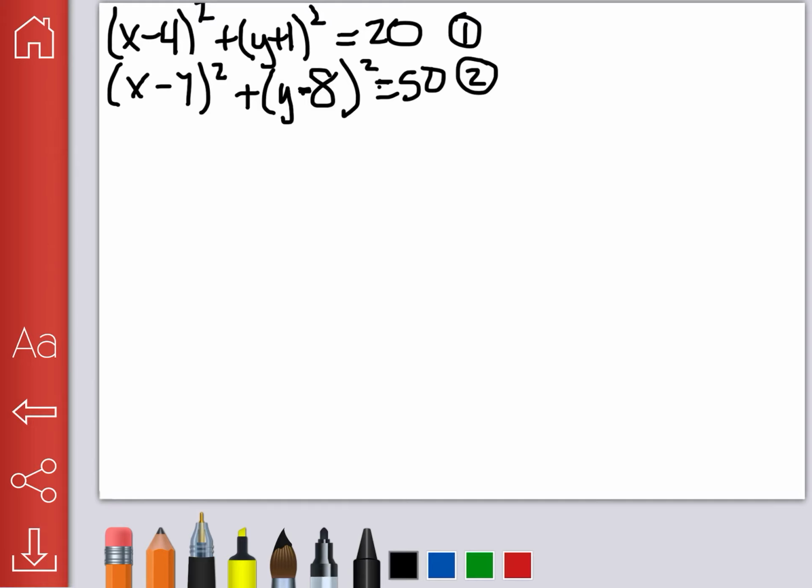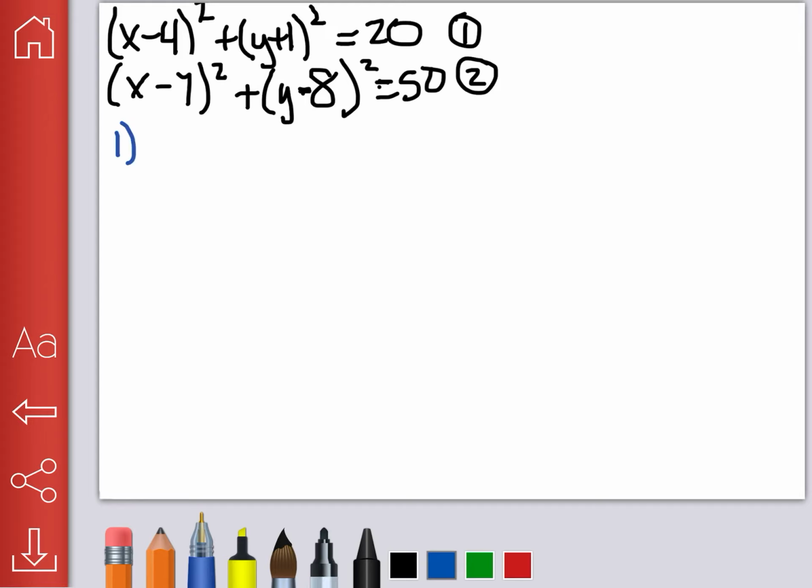Okay, so I've labeled them: this is equation 1, this is equation 2. And I also just want to label my steps, so I'm going to do that as well. So my first step is I want to multiply out my first equation. So I'm going to do that.